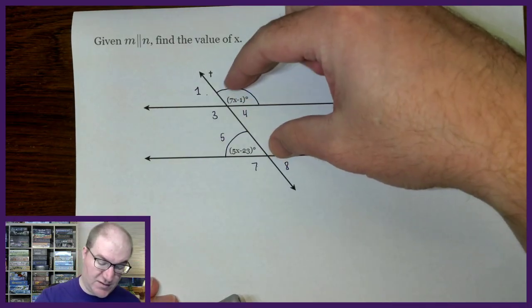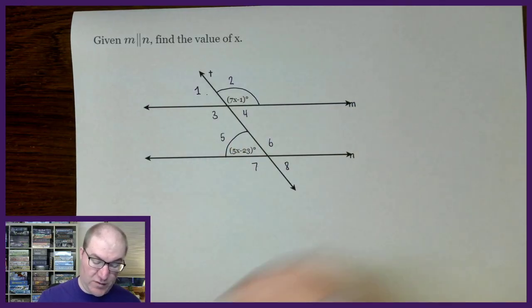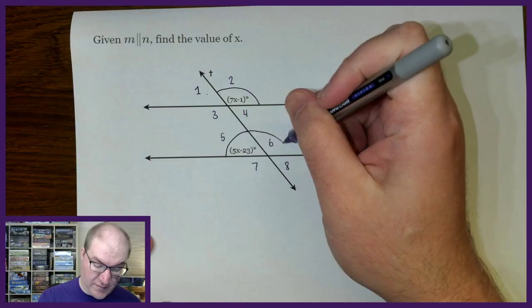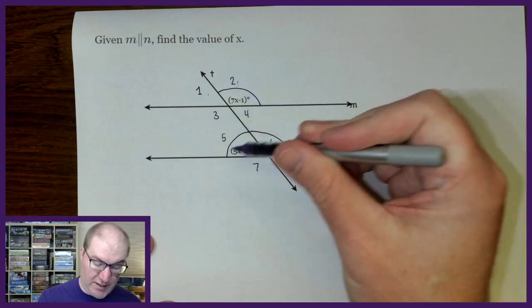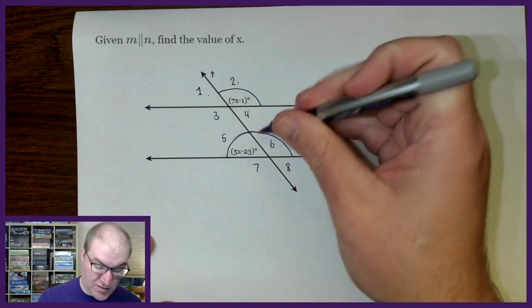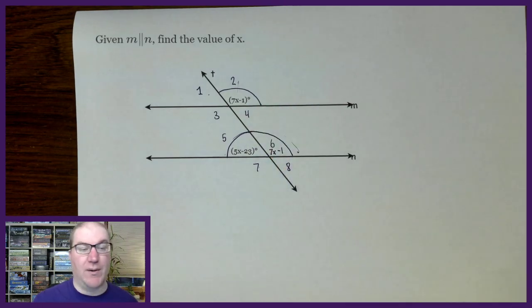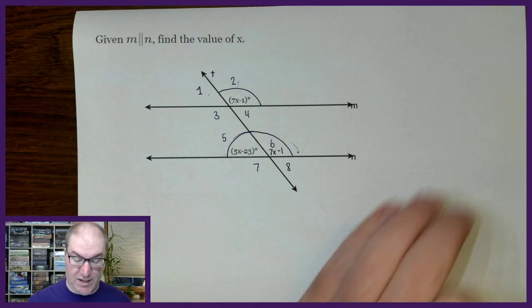If 2 and 6 are the same, then 5 and 6 would give you a better visual here of why 5 and 2 add up to 180. Look at if these two add up to 180, well, this one's the same as this one, so I could just move this down here, 7x minus 1. Now we have a better visual of why these two angles add up to 180.